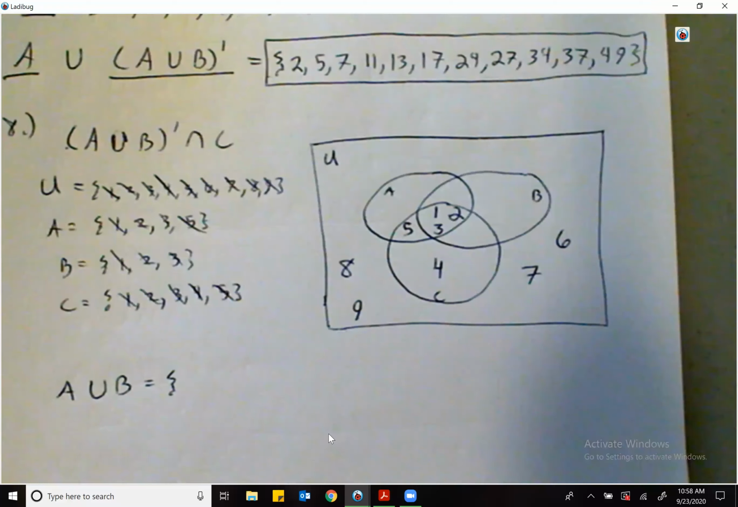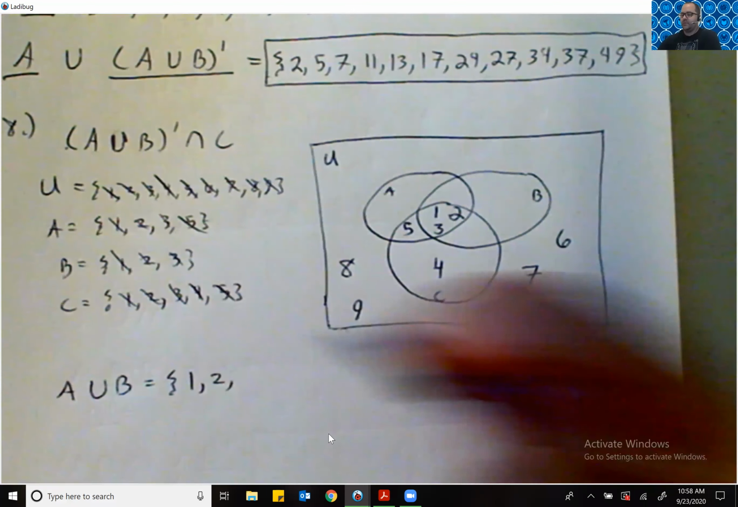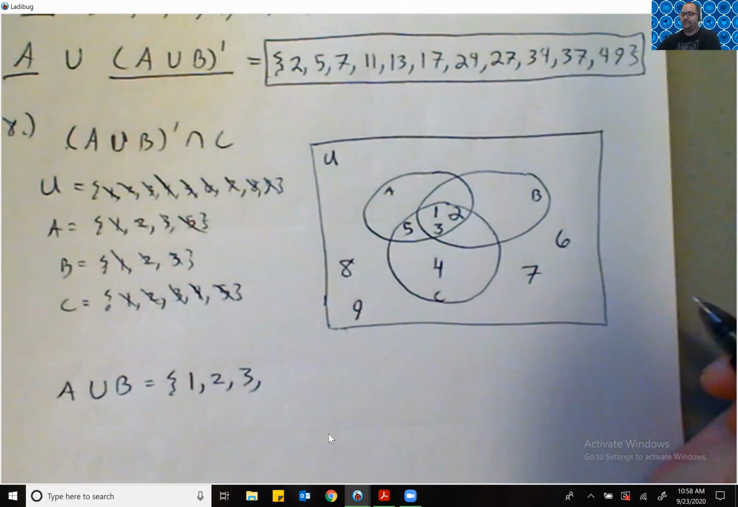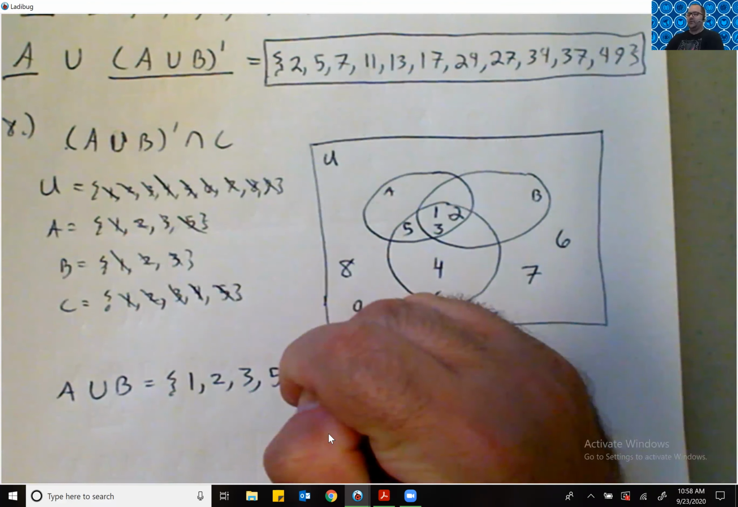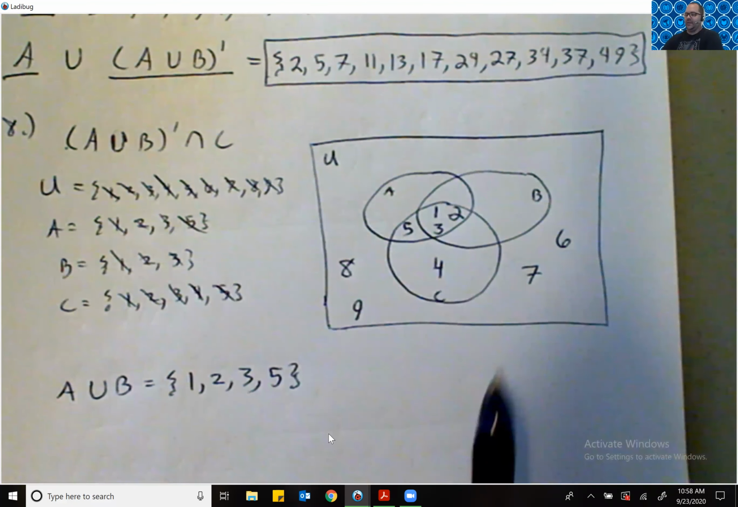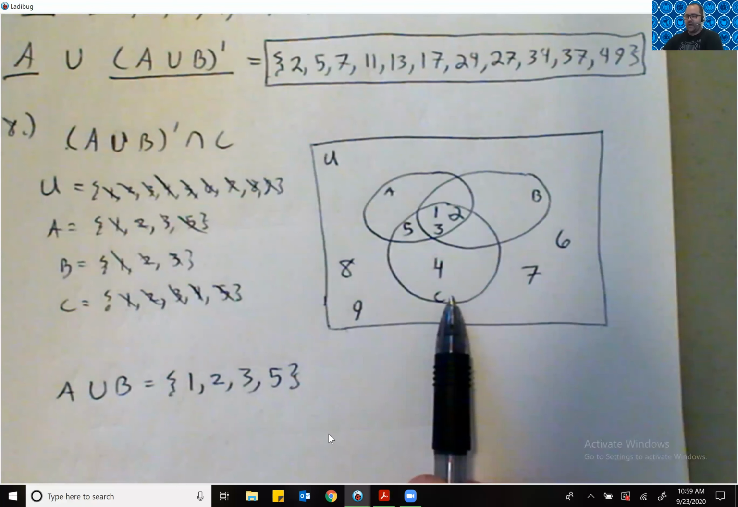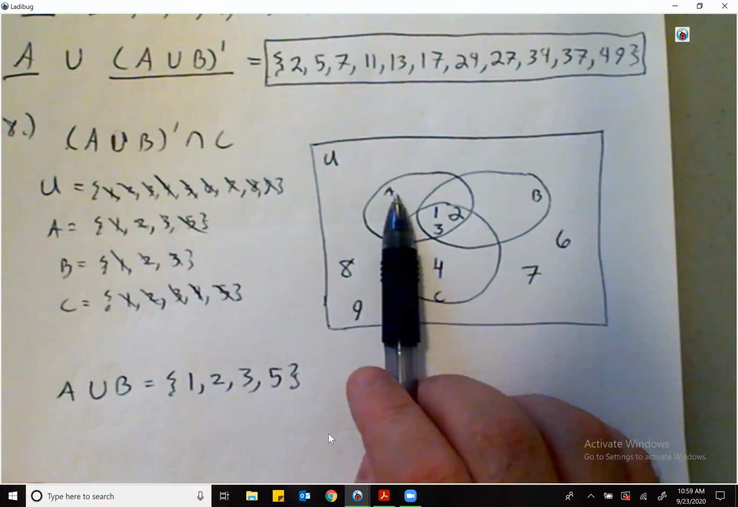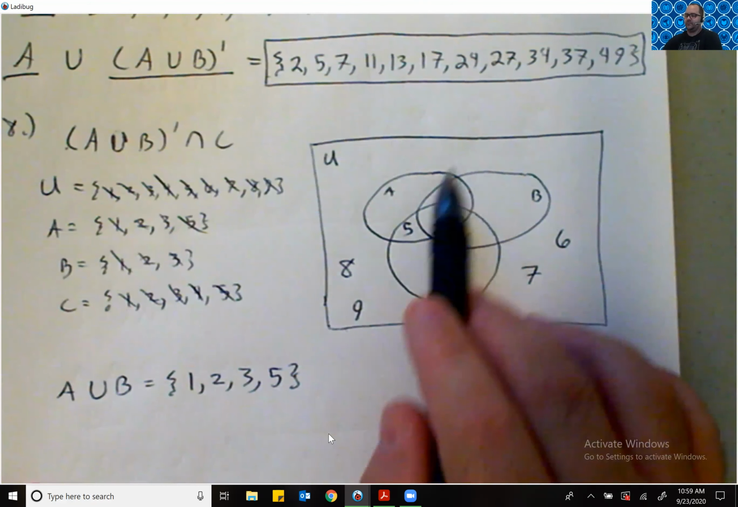What is A union B? 1, 2, and 3. One more. 5. A union B means that you look at the circles A and B and you give me everybody. Yes, I know 5 is also in C, but isn't 5 in A? Yes. So it counts. So A union B.